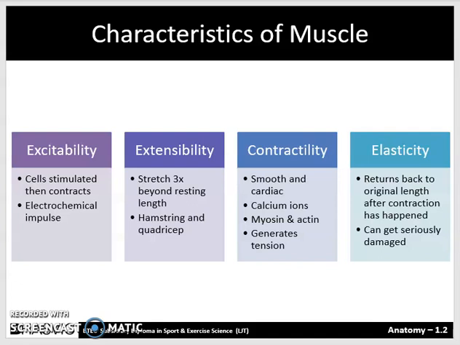As we move on to extensibility, you can see that I've written on the PowerPoint, it stretches 3 times beyond its resting length. Most of your body's cells lack the capacity to stretch. Attempting to do so only damages or destroys them.